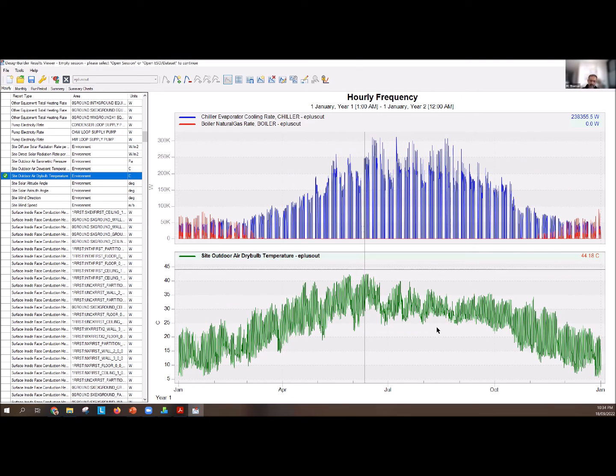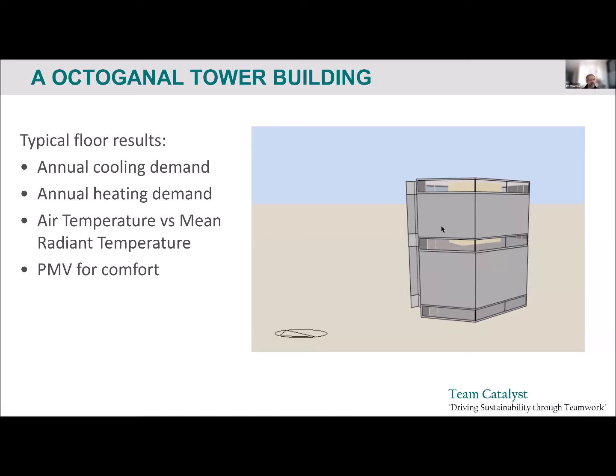You can look at air temperatures. Let me see if I've got another quick graph. 2 more minutes and I'll be done. Okay, so just to show you this, here's another model that we did. So in this building, I modeled a top floor, a typical middle floor, and a ground floor. I was looking for these things: annual cooling demand, heating demand, air temperature, mean radiant temperature, PMV for comfort.